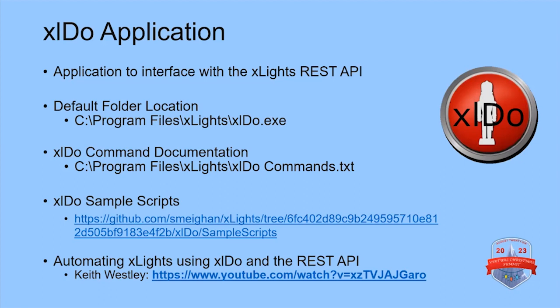There are example commands, okay, in the xLdo command documentation, okay? And you can see how you can use xLdo to do this. In GitHub, there's actual sample scripts available that you can find that Keith has written. And there's also a video that Keith did, which I'll be glad to give you reference to there. There's a link on it on this particular page that allows you to automate xLights using xLdo and the REST API. So without further ado, we'll kind of give you some examples.